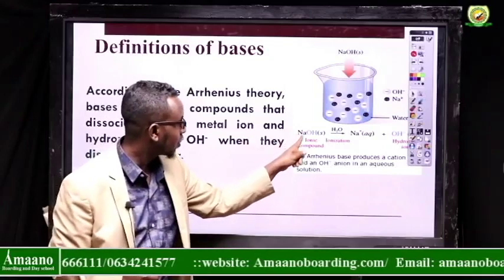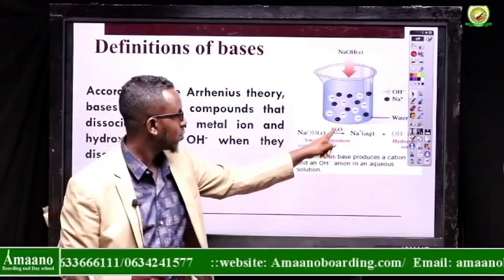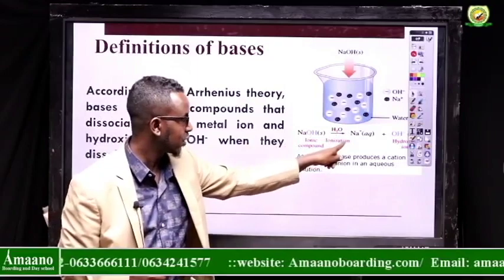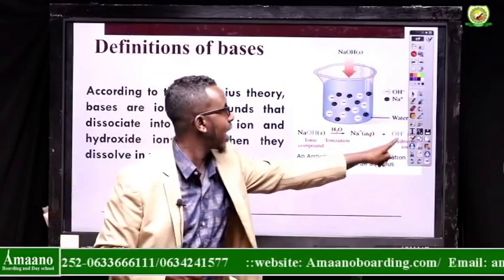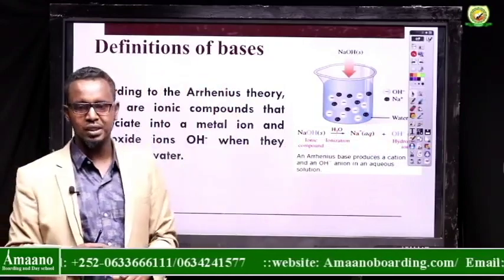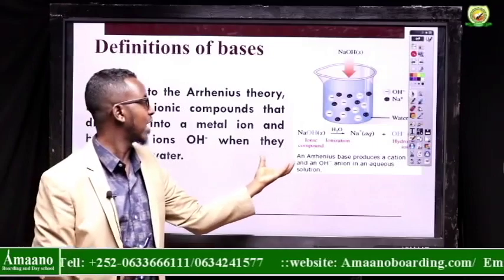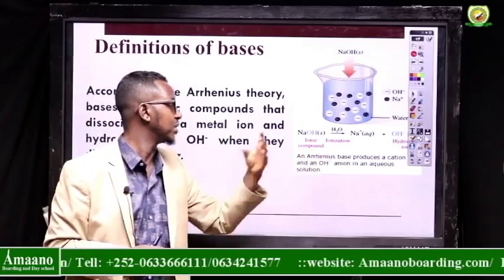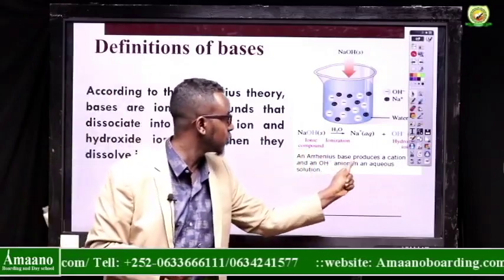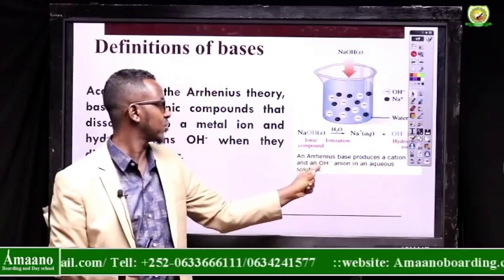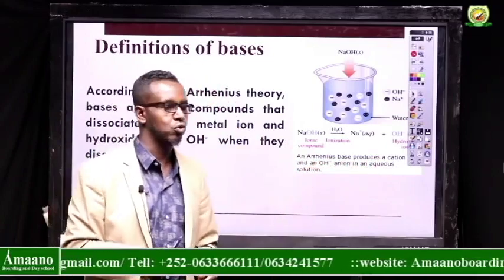Here you have sodium hydroxide, an ionic compound. We add water, and with this ionization it decomposes into sodium ion and hydroxide ion. So this kind of compound is called an Arrhenius base. An Arrhenius base produces a cation and an anion, which is the hydroxide ion, in aqueous solution.